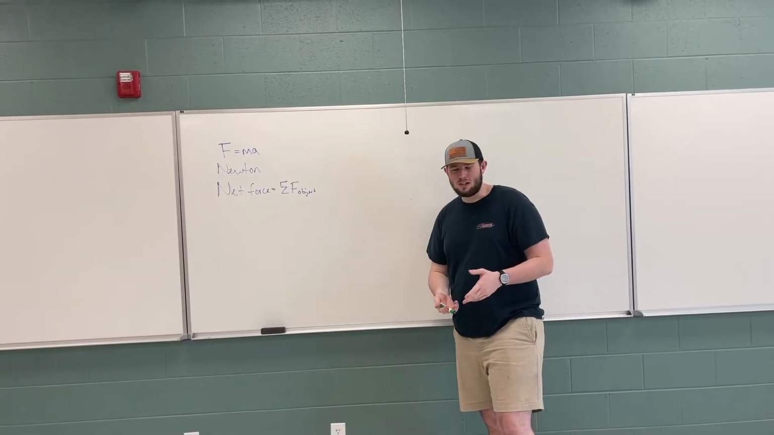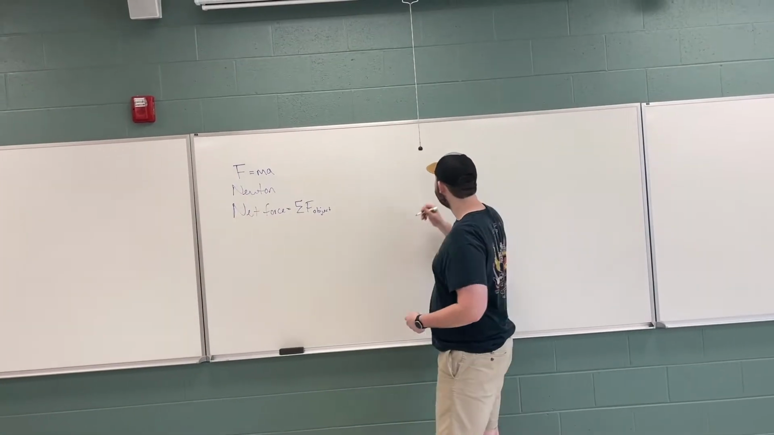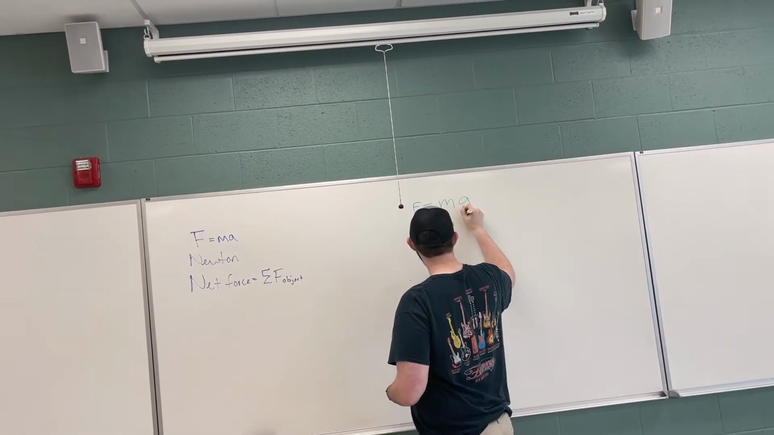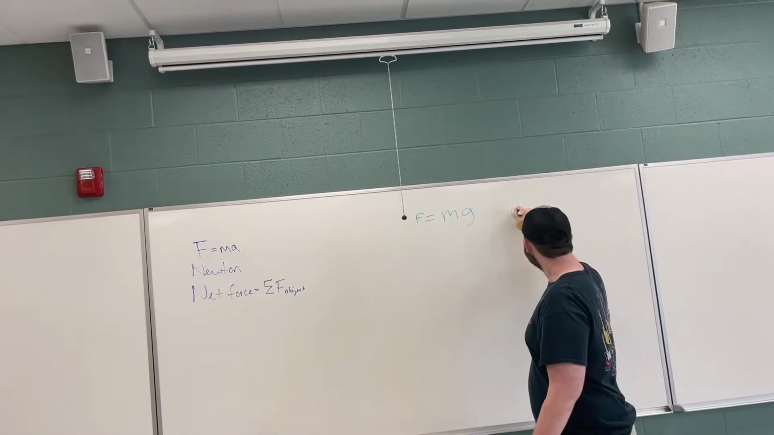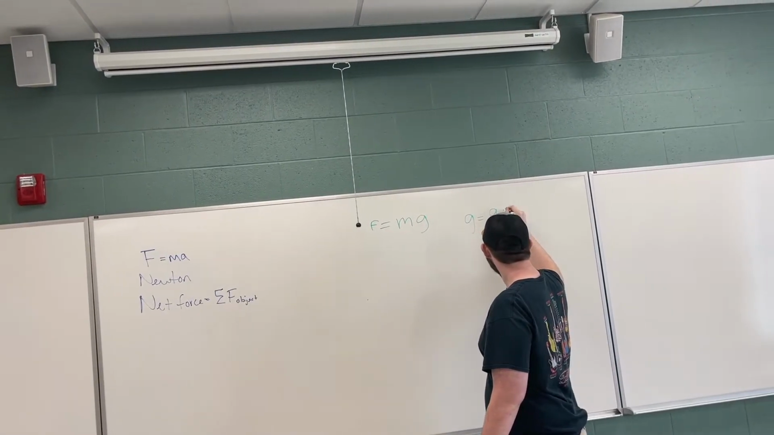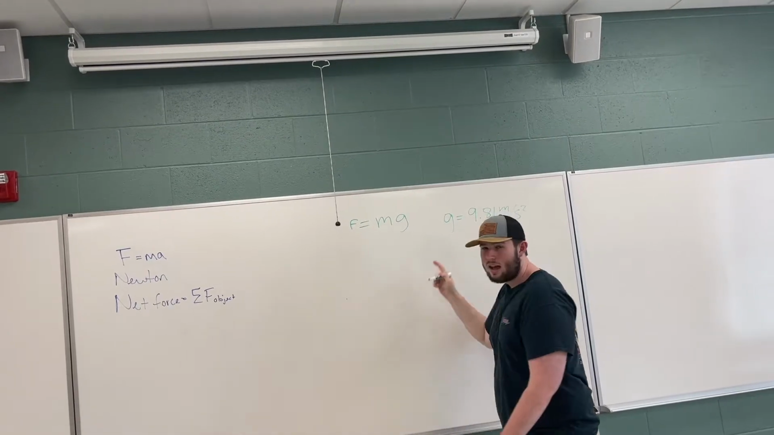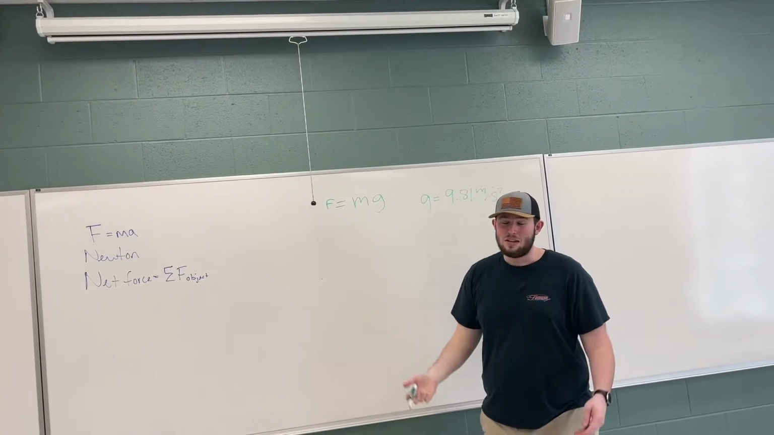The first force we talked about was gravity. The equation for it is force equals mass times gravity, and g equals 9.81 meters per second squared. That's just here on Earth, and that's what keeps me grounded.